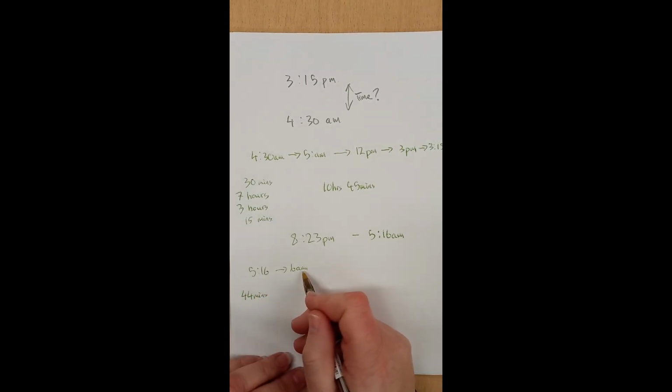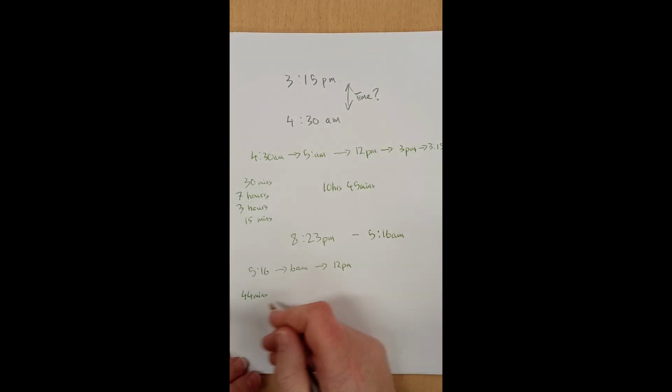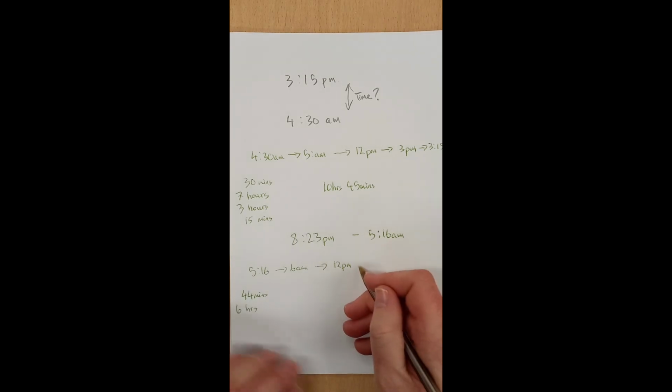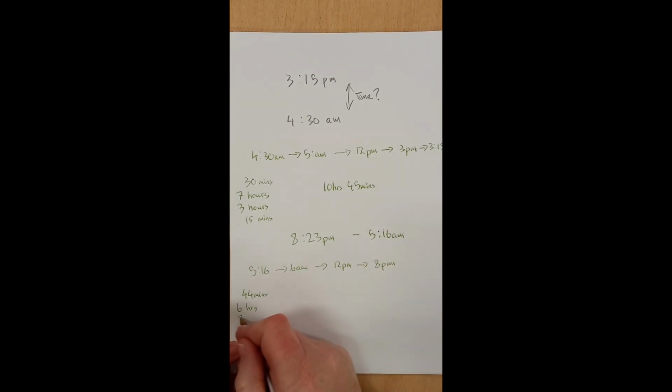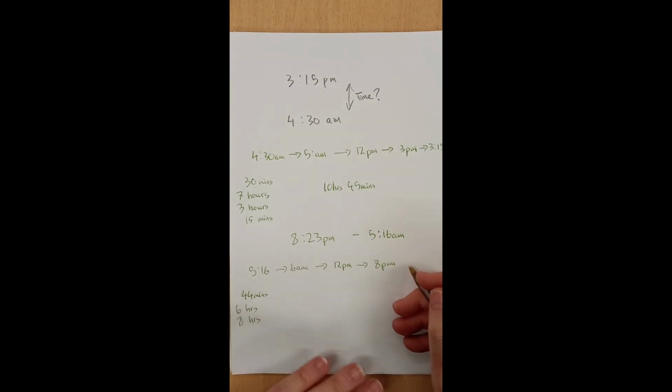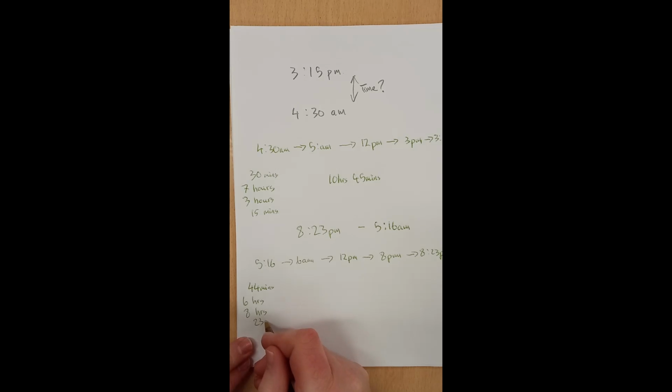So now I'm at 6 a.m. Let's get from 6 a.m. to 12 p.m. That's 6 hours. Now we're at 12 p.m. Let's get to 8 p.m. That's 8 hours. And now we're at 8 p.m. Let's get to 8:23 p.m. That's another 23 minutes. So let's work this out.